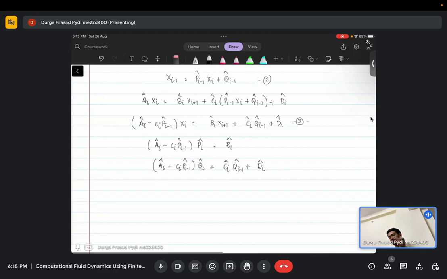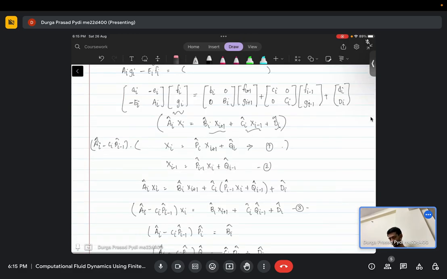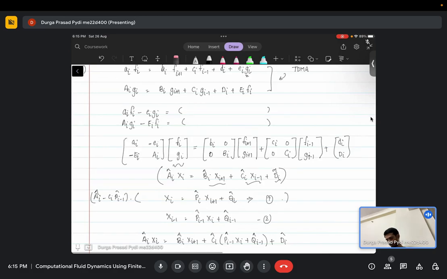So now you know the initial values. For i equal to 0, essentially ci is 0. So for the first node, i equal to 0, you don't have any ci, both small and capital ci are 0. So you just have a0 hat p0 hat equal to b0 hat. So from this you can get the value of p0. This is a 2 by 2 matrix, and this is our a0 matrix.